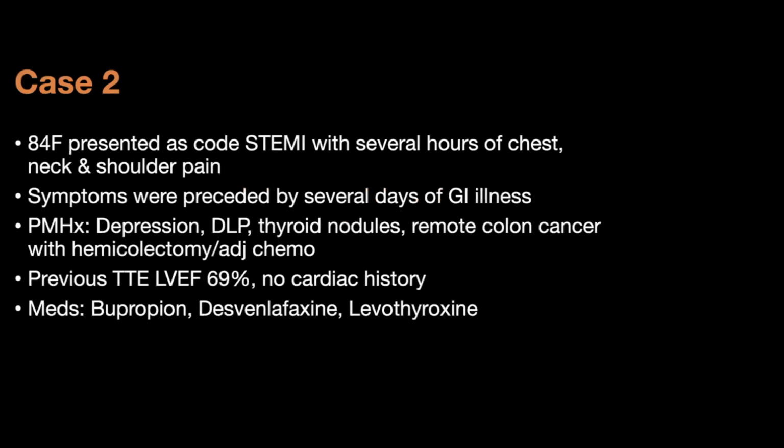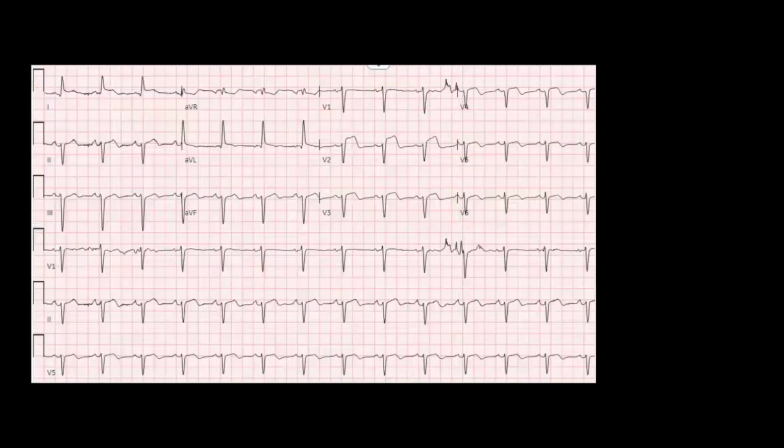All right, moving on to the second case. So this was an 84-year-old lady. She presented as a code STEMI with several hours of chest, neck, and shoulder pain. This was on the background of several days of GI illness, some past medical history of depression, in which she was on medications such as bupropion, desvenlafaxine. She had a history of thyroid nodules and hypothyroidism on levothyroxine, and remote colon cancer with hemicolectomy, adjuvant chemo. But she had a normal echo a couple years ago and no previous cardiac history whatsoever.